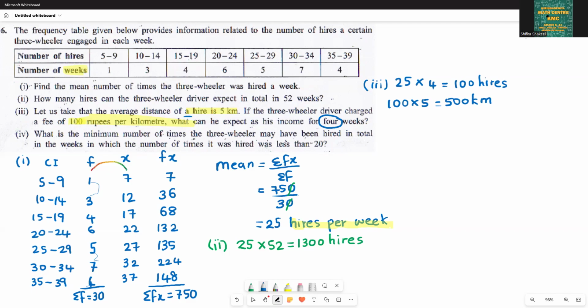So 1 kilometer is 100 rupees. For 500 kilometers, how much is the income? 500 multiplied by 100 is 50,000 rupees. He can expect an income of 50,000 rupees for 4 weeks. Next, fourth part.